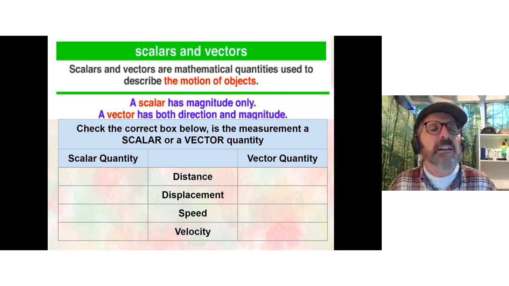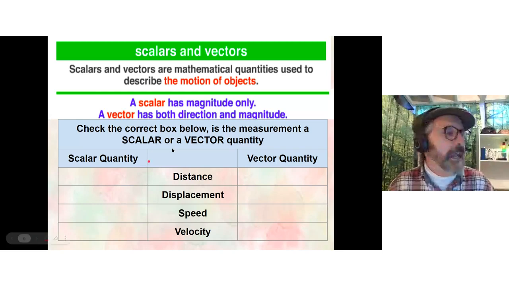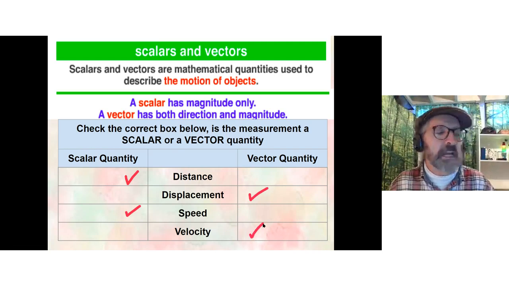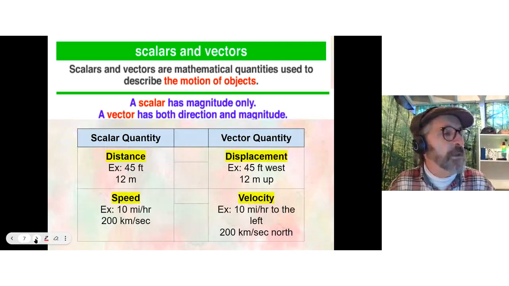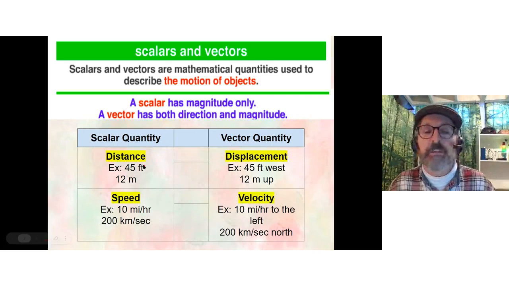Thanks, Haley. All right, so 8 out of, everybody got that right. So distance and speed are scalars, so vectors are displacement and velocity. Good job, you guys were listening. I appreciate it, or you already know. That's even more important. Okay, so scalar, distance, 45 feet, 12 meters, 10 miles per hour.